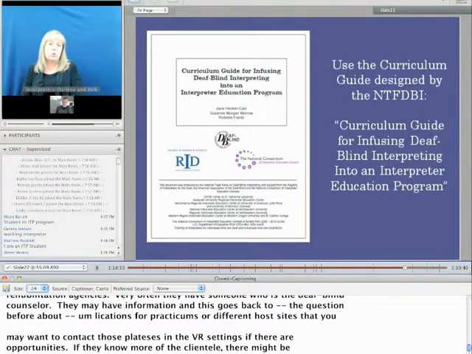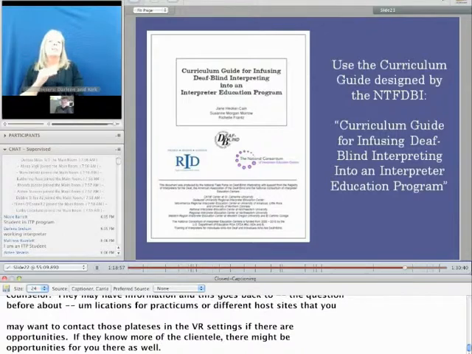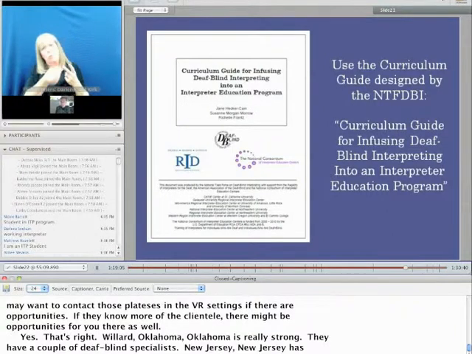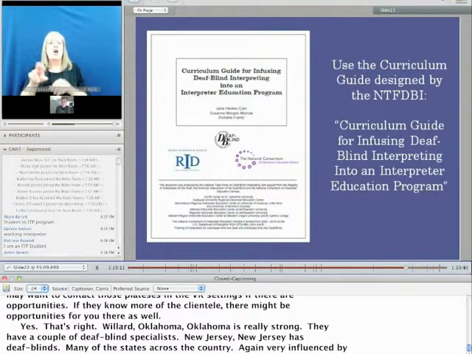Yes, that's right, Willard. Oklahoma is really strong. They have a couple of deafblind specialists. New Jersey has deafblind specialists. Many of the states across the country, again, are very influenced by how the VR system has been designed in the state, and also the State Department of Education.